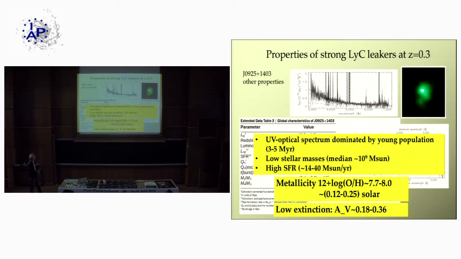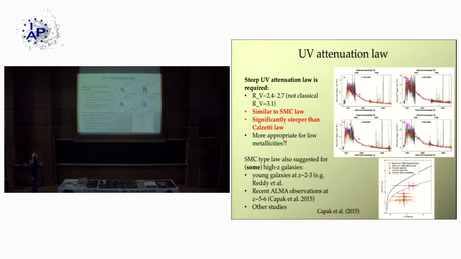These are the star formation rates, which means that the specific star formation rate, the star formation rate per stellar mass, is fairly high. They are low metallicity, but not extremely low metallicity. They have a relatively low extinction, etc. And we will see in a minute that this kind of property is more or less what we think is a very common property for high redshift galaxies.